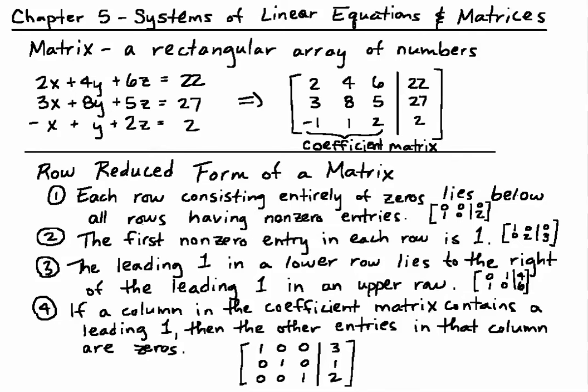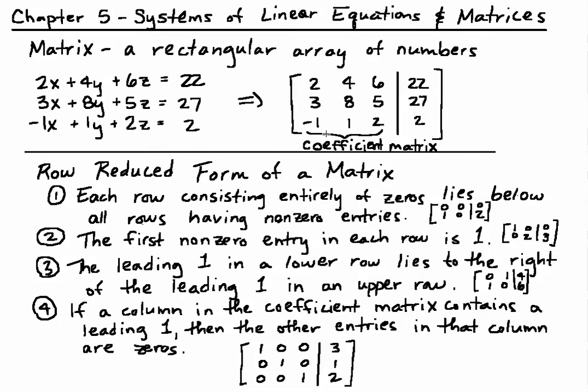my system. And I can write this as a matrix by leaving off the variables and just writing in the numbers. Notice that each number corresponds to the numbers in the matrix. We've got the coefficients 2, 4, and 6, and that's equal to 22. And that goes on the right-hand side of the vertical line. And same thing goes with the remaining linear equations, 3, 8, and 5 are the coefficients, and that's equal to 27. And for the third equation, my coefficients are negative 1, 1, and 2, and that's equal to 2.